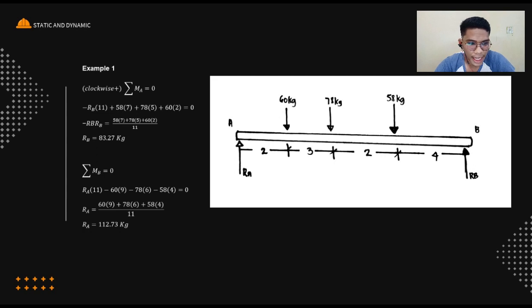Next, dahil nahanap na po natin si RB, hanapin naman po natin si RA. So, using the moment at B, dito po tayo mag-moment ngayon sa B para mahanap natin si RA.